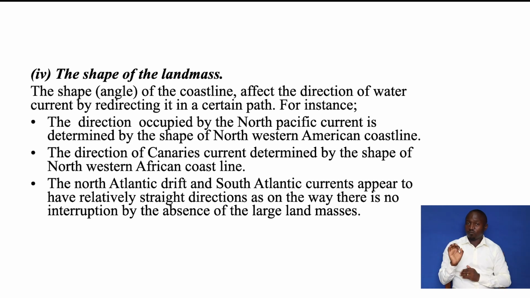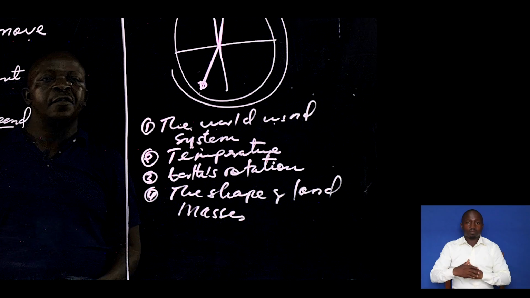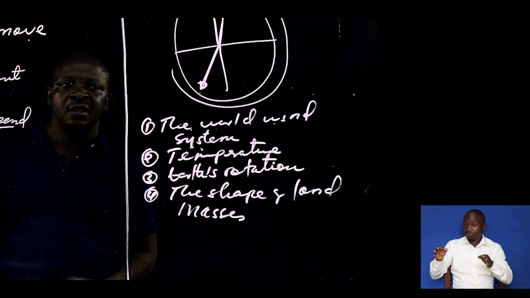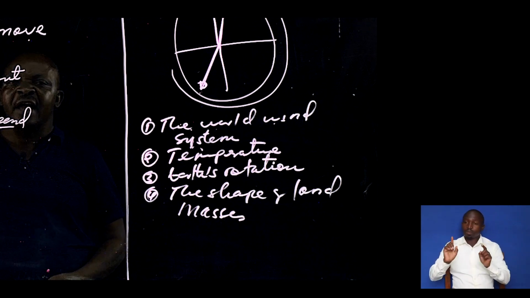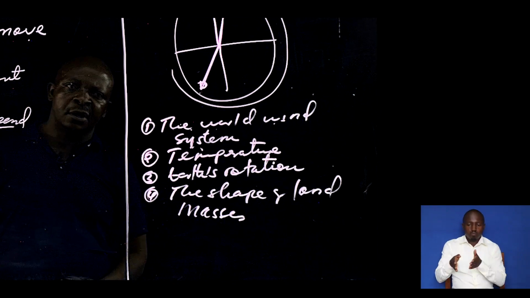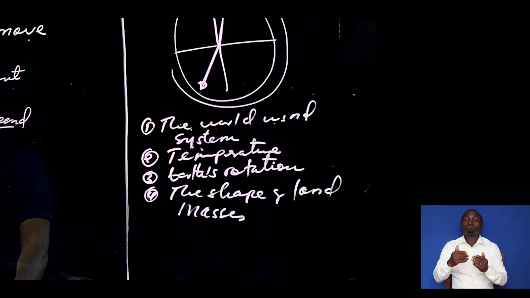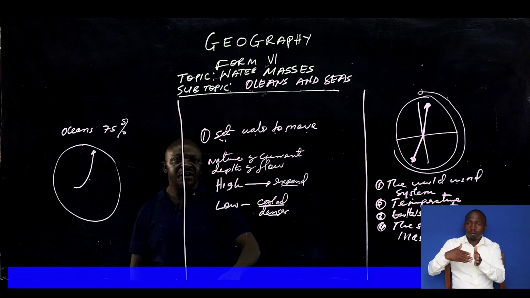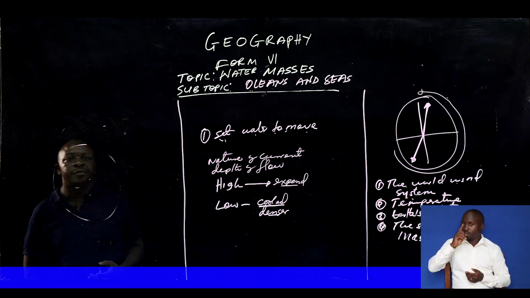And now we are at the fourth point, the shape of land masses. The way the shape of land masses influences ocean currents is elaborated as follows. The shape or angle of the coastline affects the direction of water current by redirecting it in a certain path.